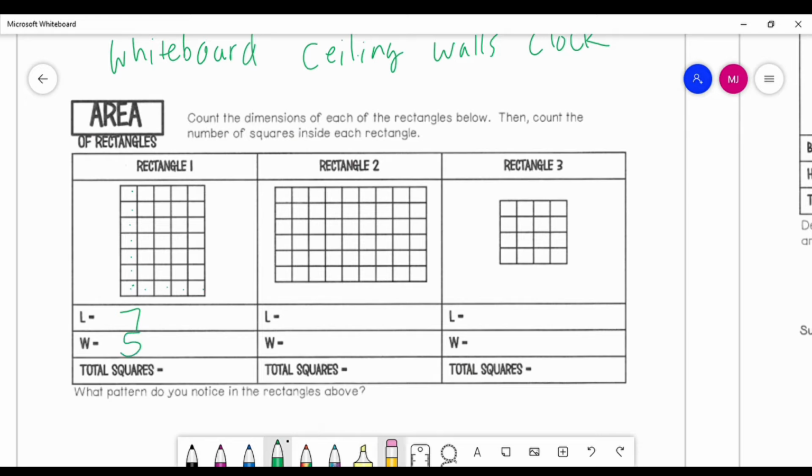Now, count the squares. 35. Did you count? No. What'd you do? You multiplied. But I want you to count them. 5, 10, 15, 20.